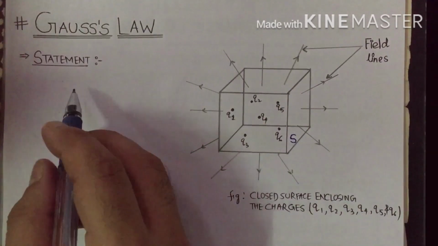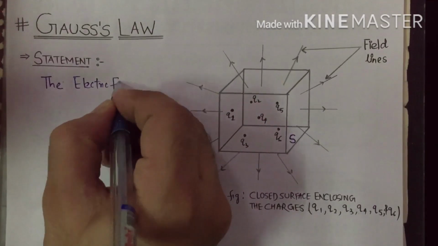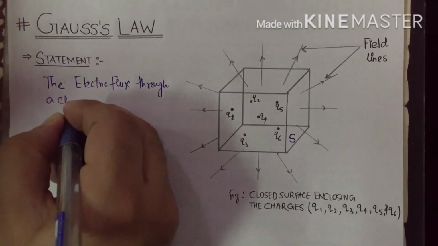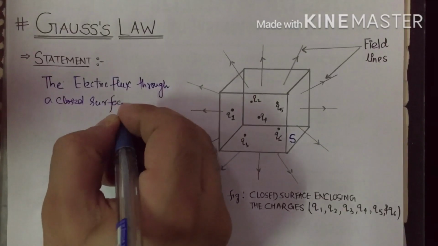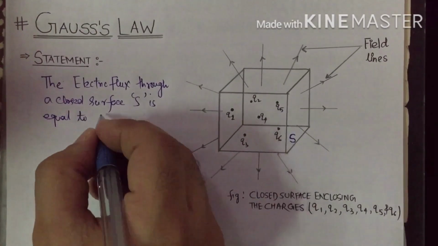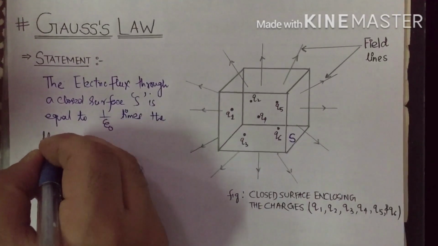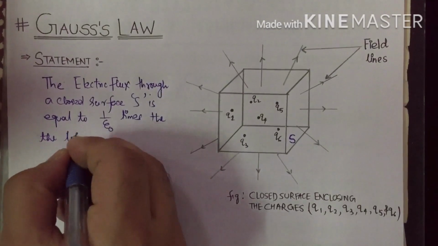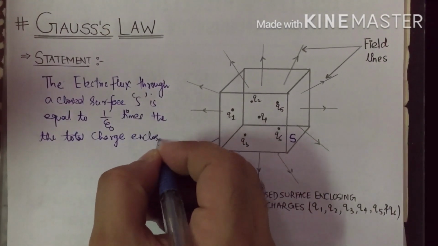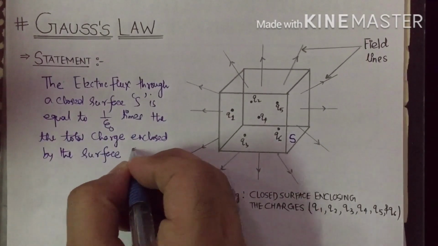So Gauss law states that the electric flux through a closed surface S is equal to 1 by epsilon naught times the total charge enclosed by the surface S.